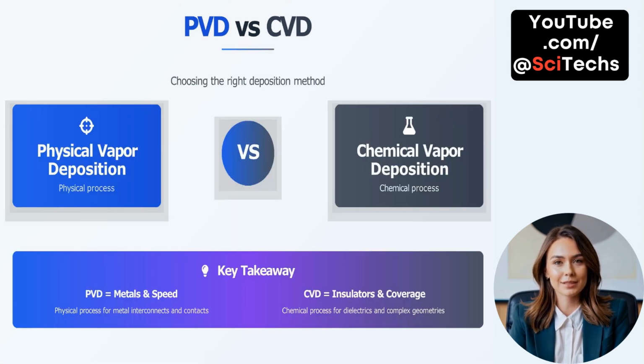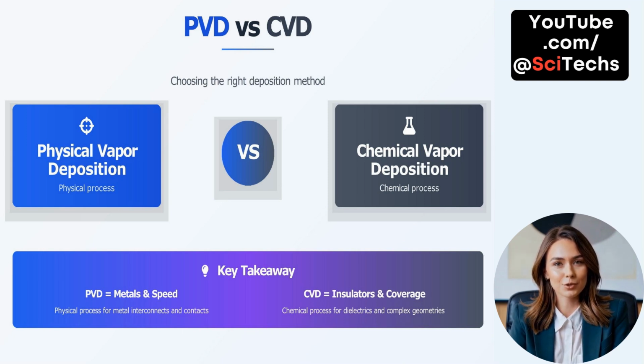PVD versus CVD. Key takeaway. The essential distinction between physical vapor deposition, PVD, and chemical vapor deposition, CVD, lies in their application focus and performance characteristics. PVD is a physical process best known for its speed and is commonly used to deposit metal interconnects and contacts. Its main advantage is rapid film formation at lower temperatures, making it ideal for depositing aluminum, copper, titanium, and other metal films required for conductive pathways in semiconductor devices.